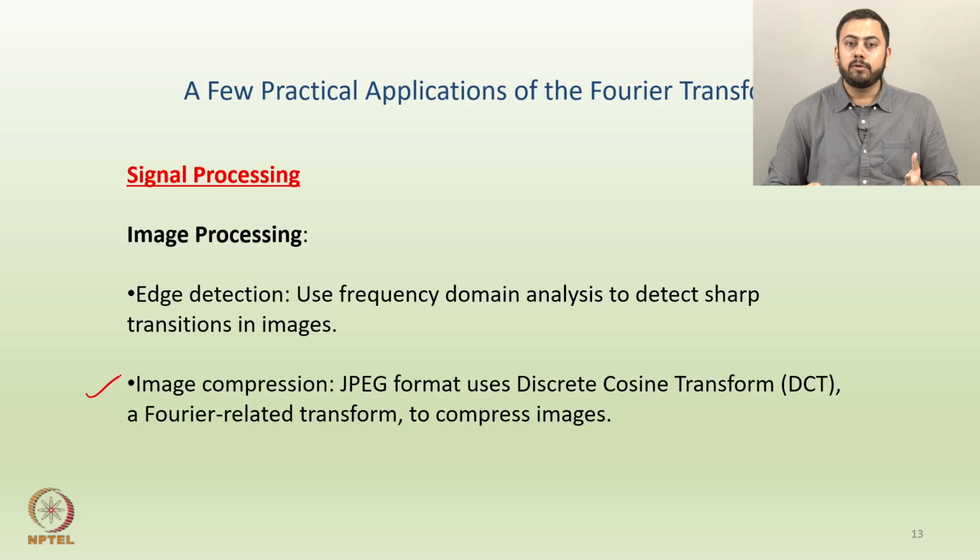The JPEG format, which is a very famous image format, uses the discrete cosine transform, in short DCT, which is a Fourier related transform, to compress the images.